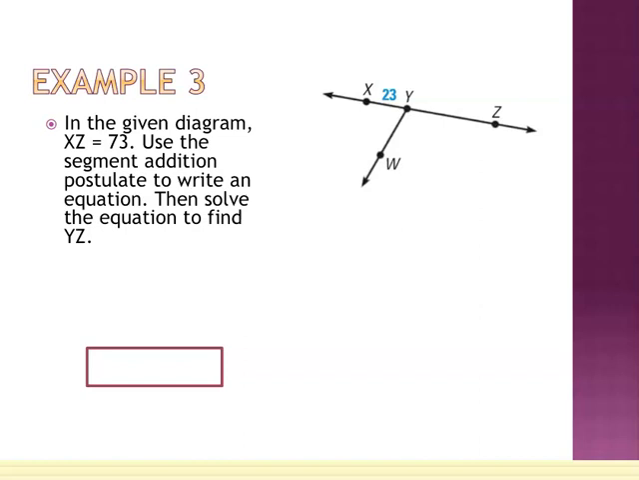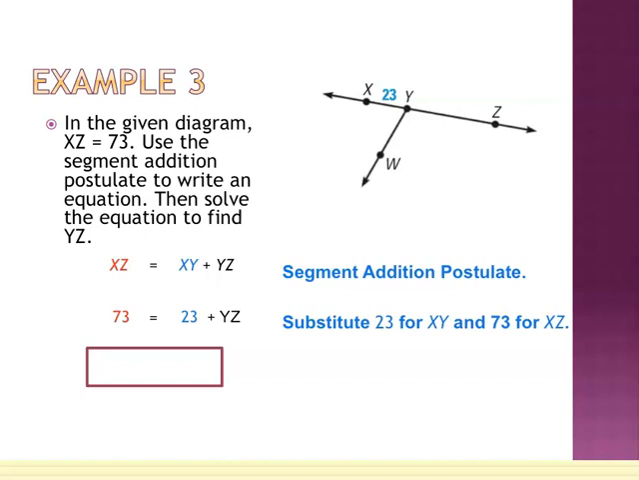So XZ, the distance from X to Z, has to equal XY plus YZ. Now we know XZ is given to us as 73 and XY is given to us as 23. And then what we can do to solve for YZ is simply solve this equation. And that gives us that YZ is equal to 50.